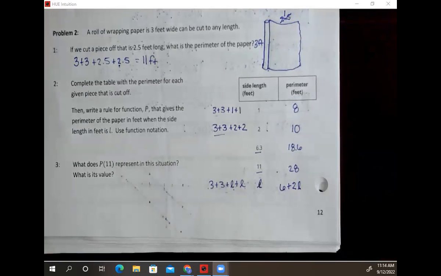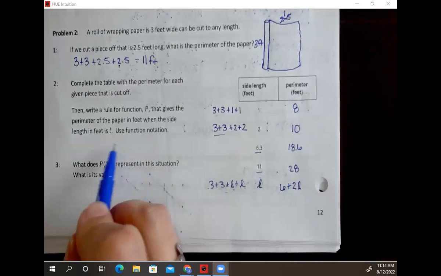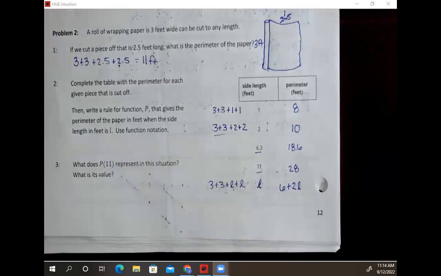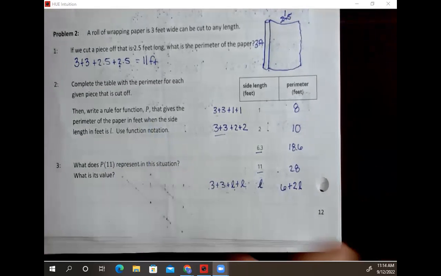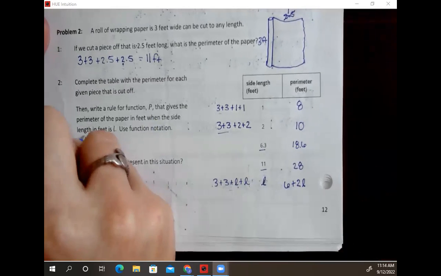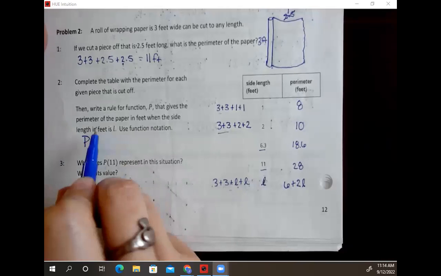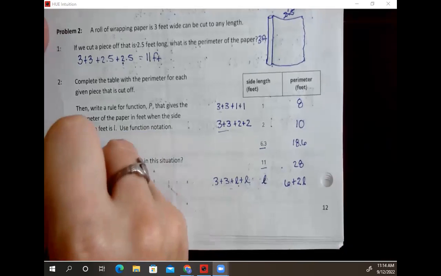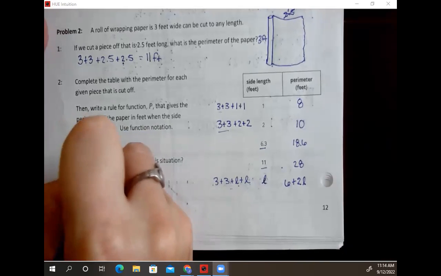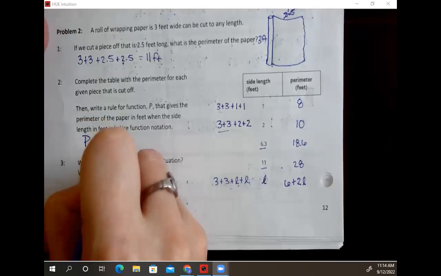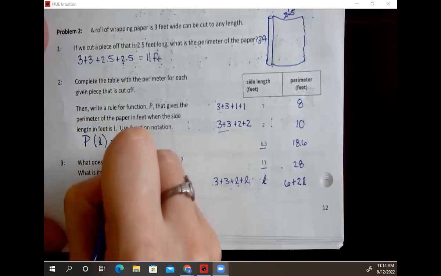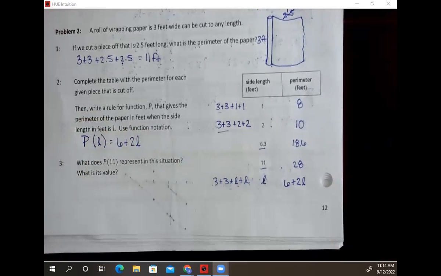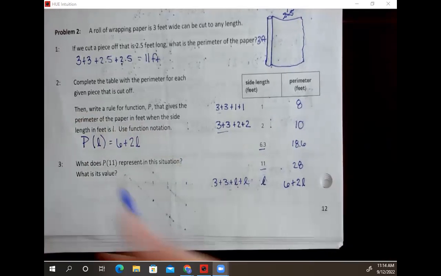Now this is a function, so we can use this information to write a function. My function P, probably P for perimeter. So my function P gives the perimeter of the paper in feet when the side length is L. So we're going to use P of L equals 6 plus 2L. And that would be our function using function notation.